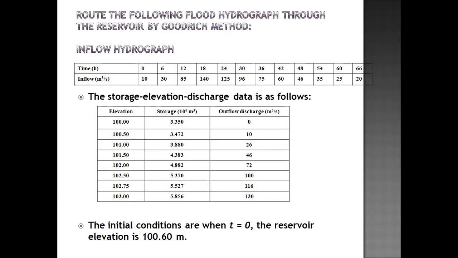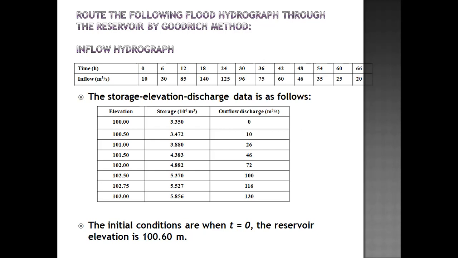So guys, here route the following flood hydrograph through the reservoir by the Goodrich method. The inflow hydrograph: time in hours and inflow in meters cube per second. Time 0, inflow 10; 6, 30; 12, 85; 18, 140; 24, 125; 30, 96; 36, 75; 42, 60; 48, 46; 54, 35; 60, 25; and time 66 hours, inflow 20 meters cube per second. So the storage elevation discharge data is as follows.